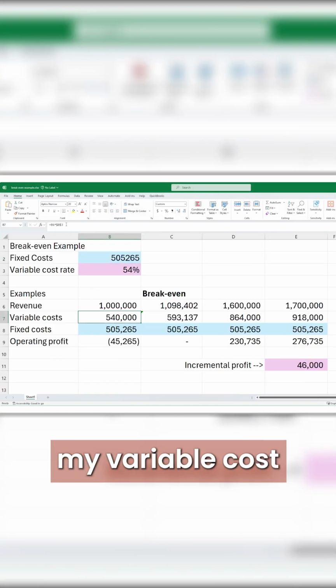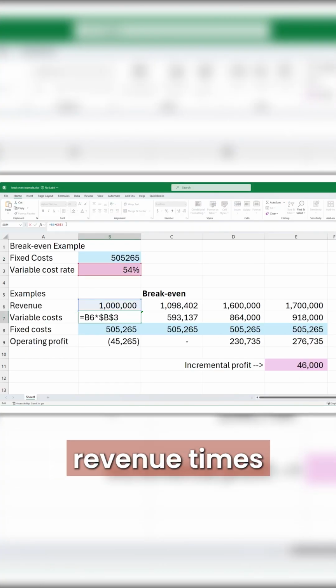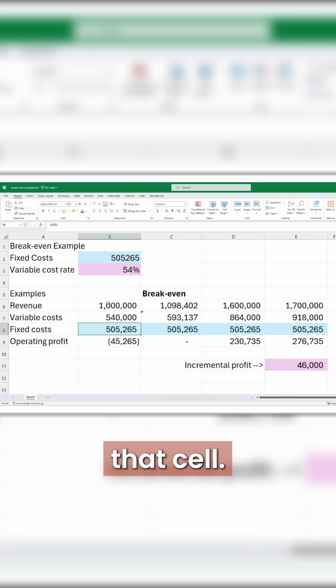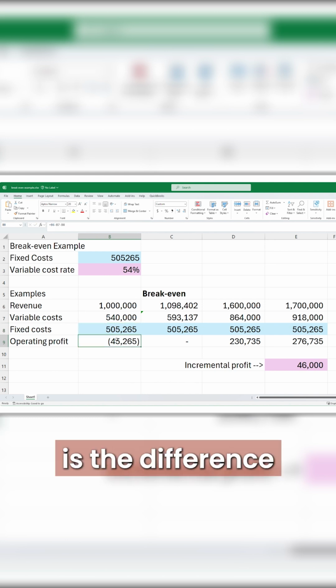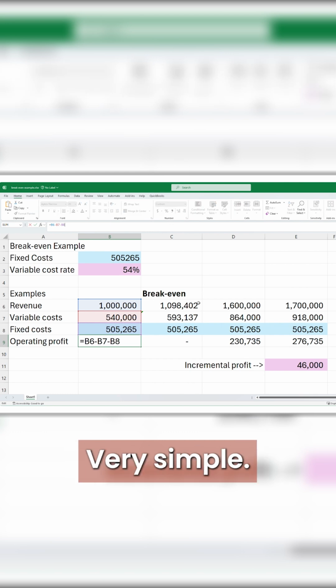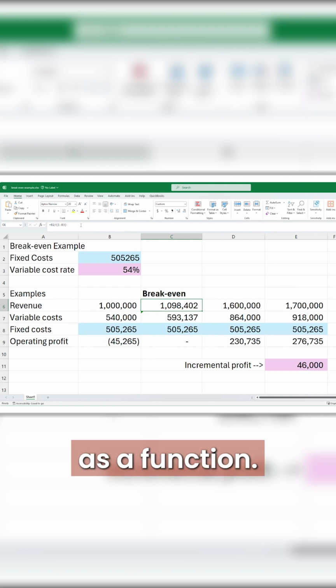Really simple. My variable cost is taking revenue times that cost percentage. My fixed costs are simply referencing that cell. And then the profit is the difference between the revenue and those two cost buckets. Very simple. We can calculate break even as a function.